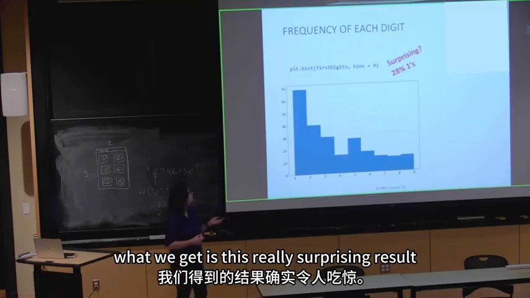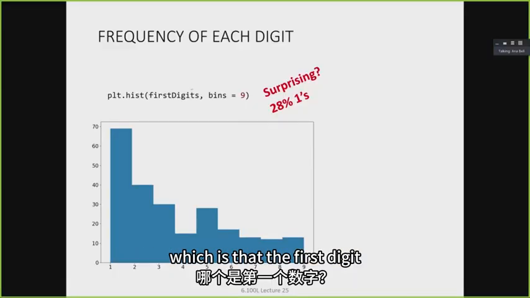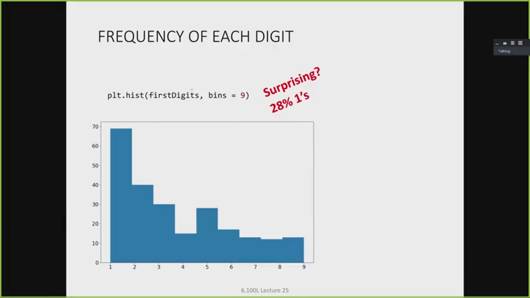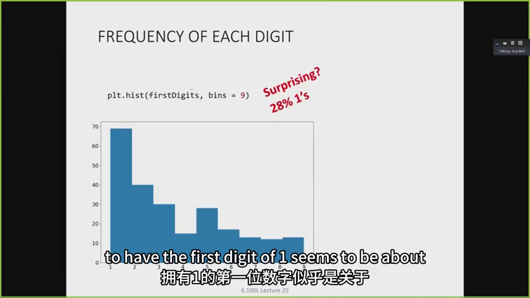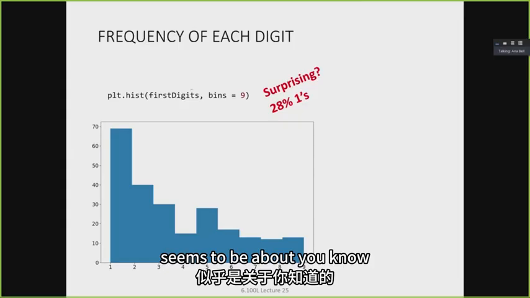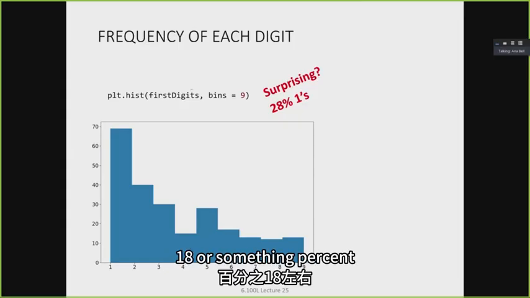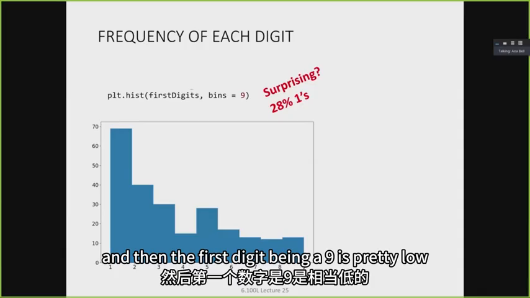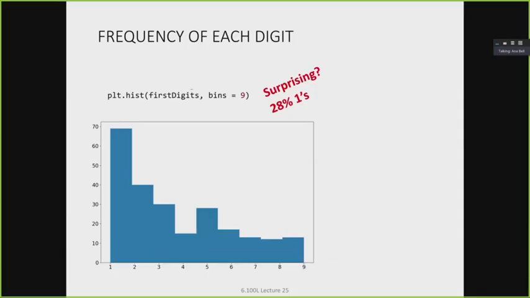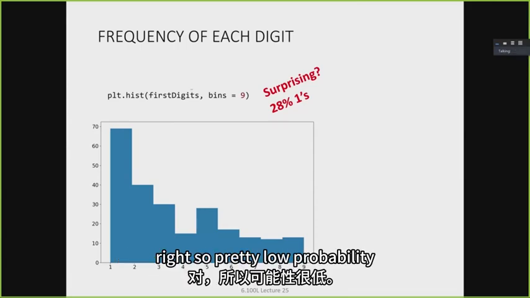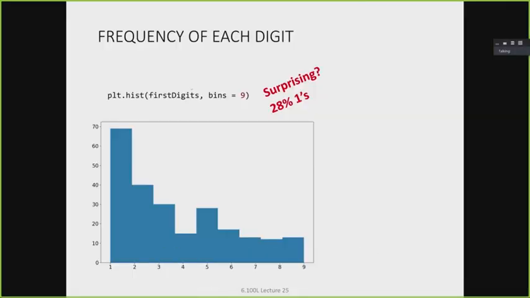But instead, what we get is this really surprising result, which is that the first digit being a 1 seems to be about 30%. To have the first digit being a 2 seems to be about 18 or something percent. And so on and so on. And then the first digit being a 9 is pretty low. It's going to be about 12 out of 200 countries. Right? So pretty low probability.